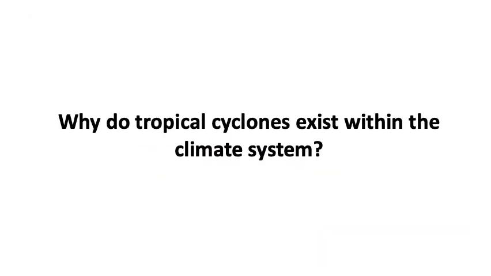Okay, so that really covers the basic physics of the tropical cyclone. You can see there's a lot of components to it. I don't expect you to learn all of that at once, but I'm trying to give you a good sense of the basics of its structure and its energetics. So now we want to move on to asking the question of why do tropical cyclones exist within the climate system?